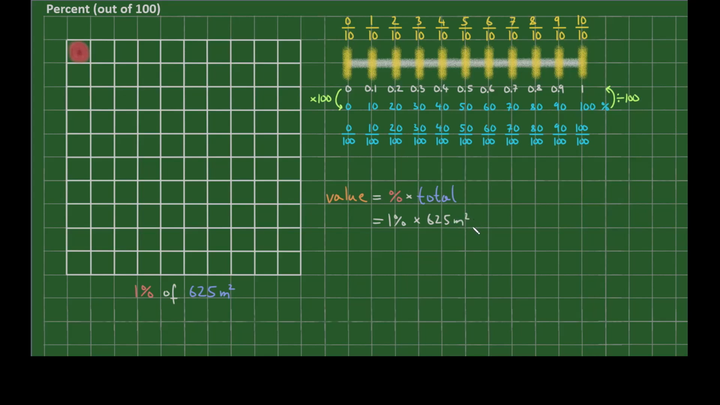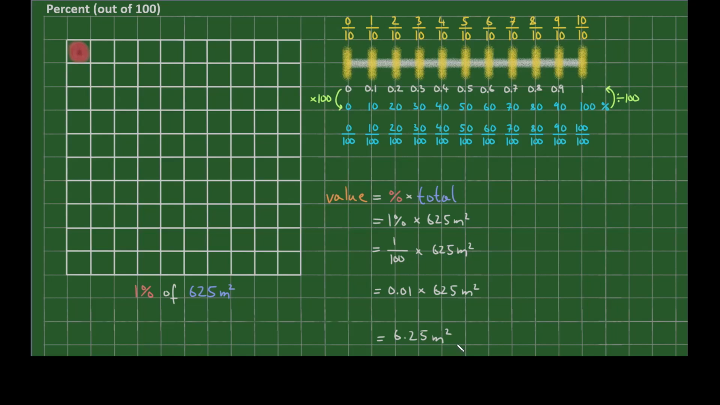I can rewrite this. 1% is same as 1 out of 100 or 100th. And that would be multiplied by 625 square meters. 100th is same as 1 divided by 100, which is 0.01. And that would be multiplied by 625 square meters. And unless I am embarrassing myself, that should be 6.25 square meters.